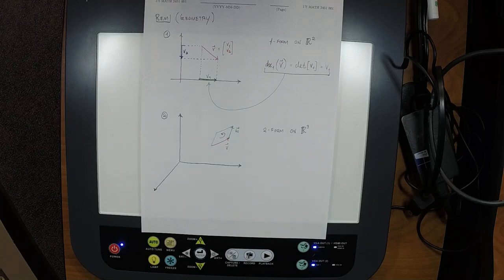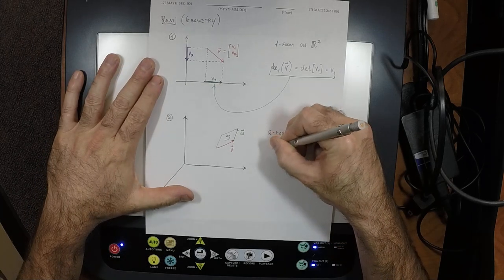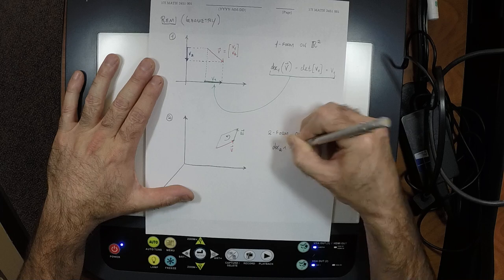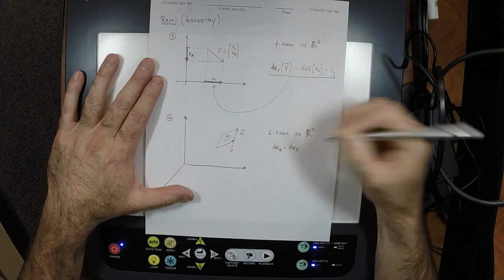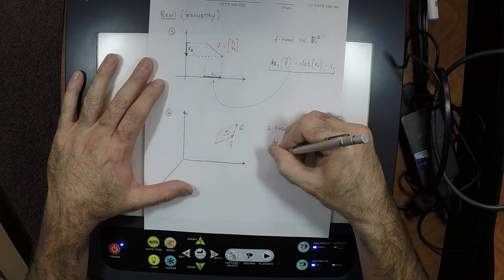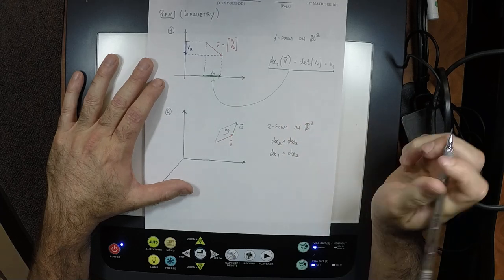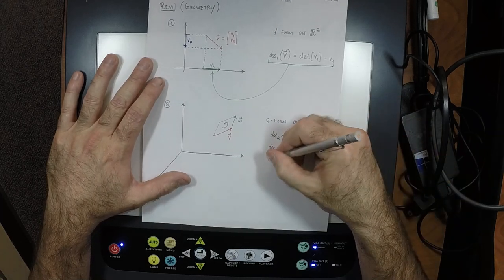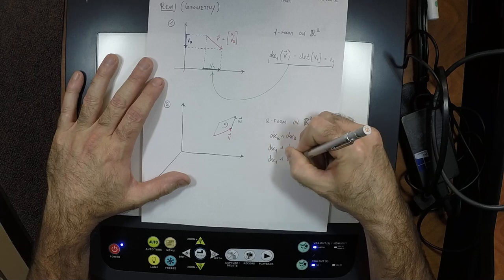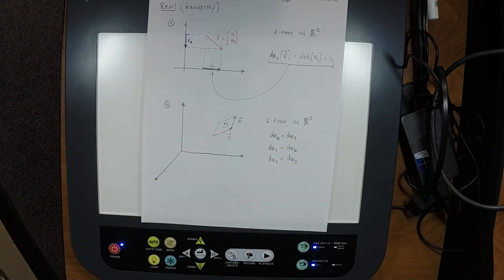Could someone give us an example of a two-form? dx2 wedge dx3 would be one of them. Okay, so one of them is, say, that one you just said, dx2 wedge dx3. What's another one? dx1 wedge dx2. Okay, what's another one? dx1 wedge dx3. Okay, very good. Now, what's another one? dx1 wedge dx1.